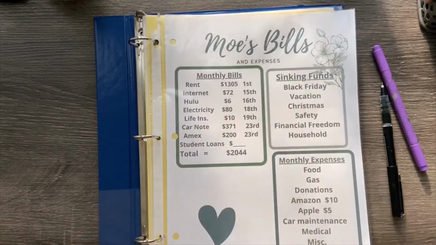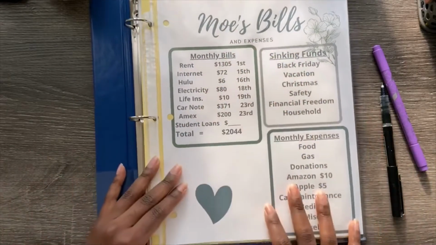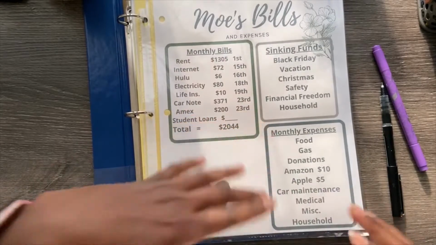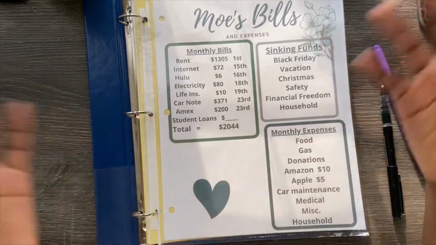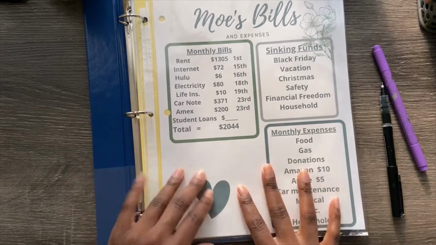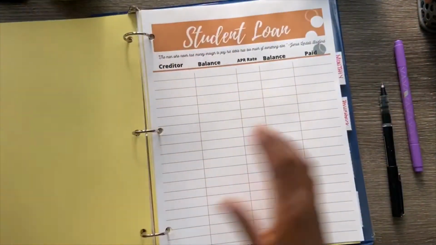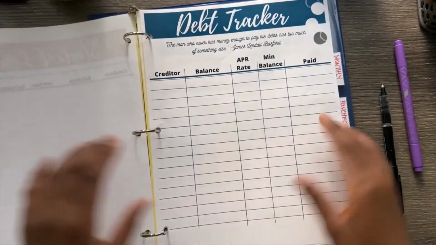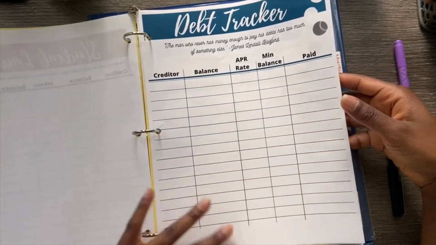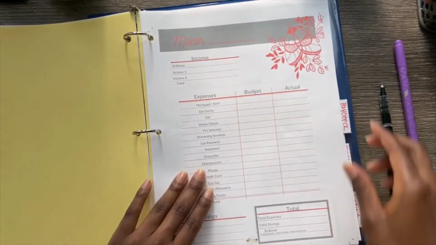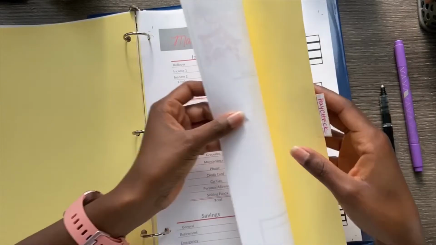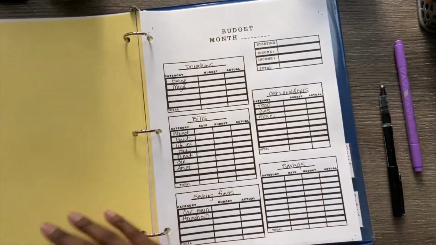So right here I have my bills and expenses all listed out, all of my sinking funds and all of my monthly expenses, just to remind myself. Oh, I guess I can show you guys everywhere. So I have my debt section, student loans, debt tracker, which I will be getting into in another video because it's depressing. And then I have my monthly budget. I didn't put the ones that I actually did in here. And then I have my paycheck to paycheck budget.